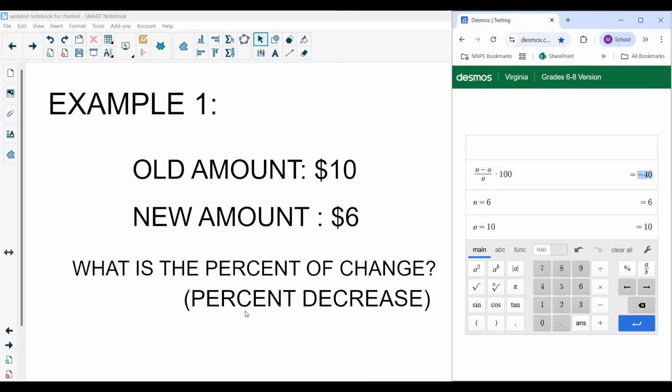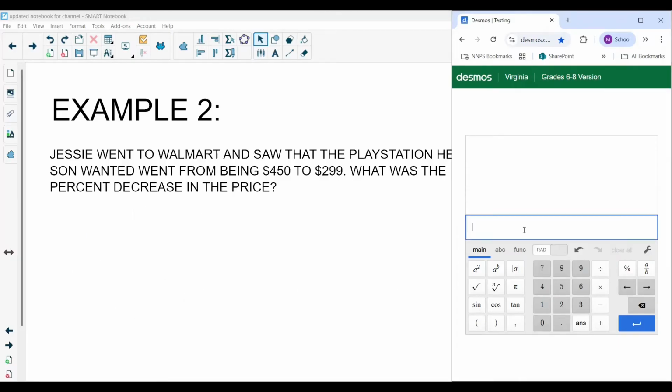So as long as you can remember the formula, no O times 100, when you see percent of change, percent increase, or percent decrease inside of a paragraph, it's the same formula every time. No O. And you cannot forget your times 100, okay? Let's try another one, okay?